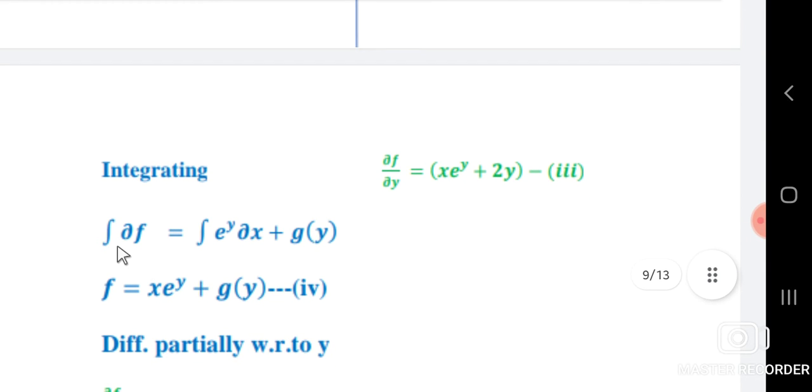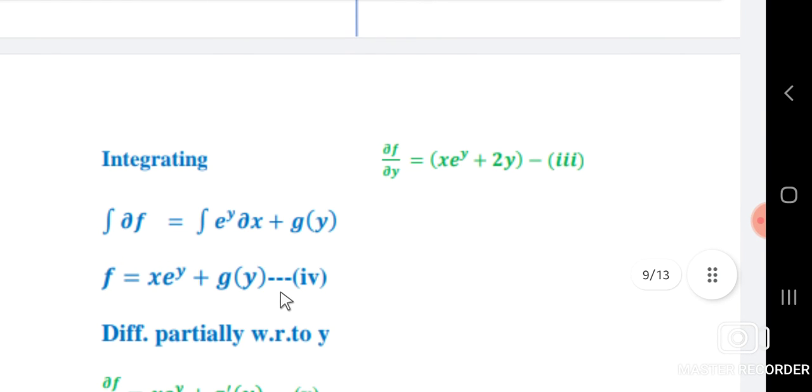Okay, now let's continue. So integration of dou f becomes f. Here integration of e power y dou x, so integration with respect to x. So e power y becomes constant. So you write e power y as it is, and integration of dou x, that is 1 dou x, is x. So x e power y, and g of y is the same. So we got f, but in this f we have g of y. Now our idea is to find the value for g of y.